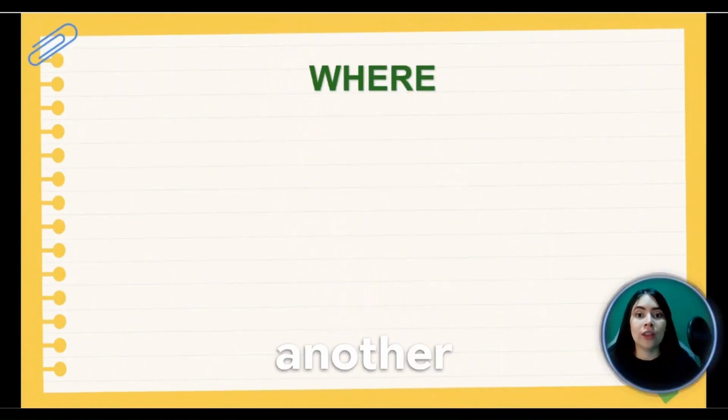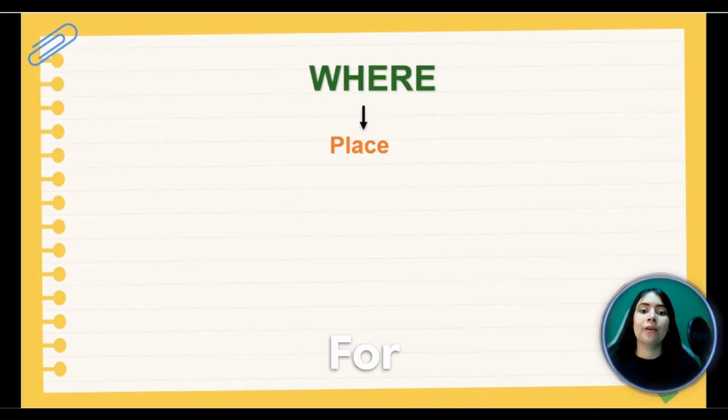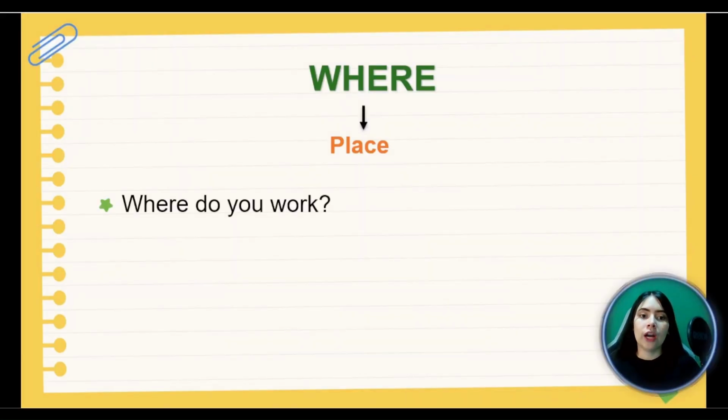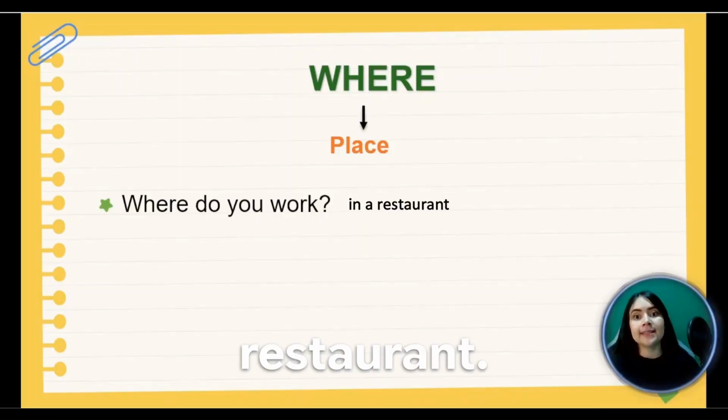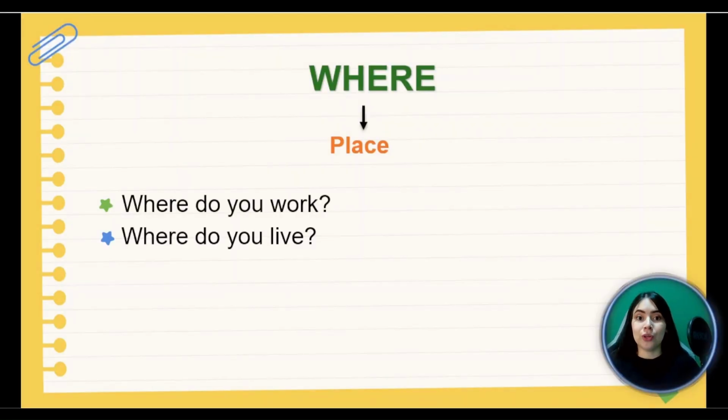This is another WH word: where. The answer for this is a place. For example, where do you work? I work at a bank. I work in a restaurant. Where do you live? I live in the USA. I live in New Jersey.